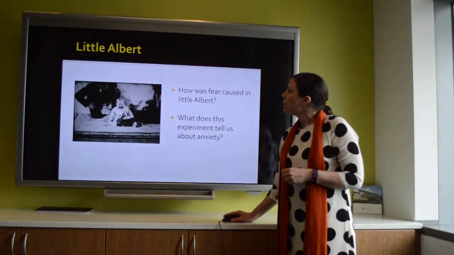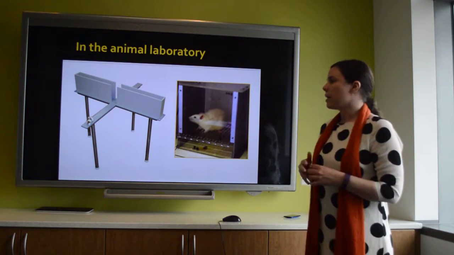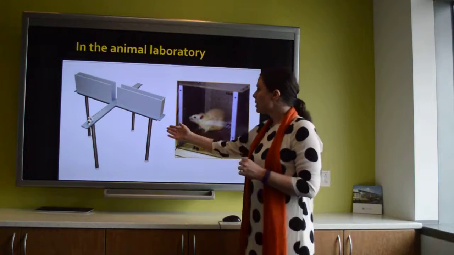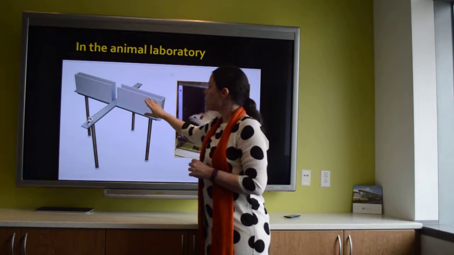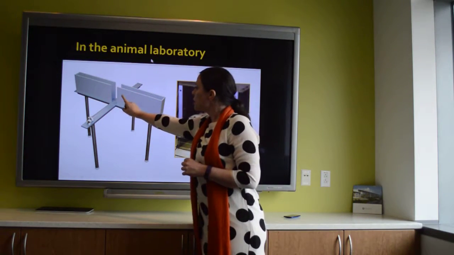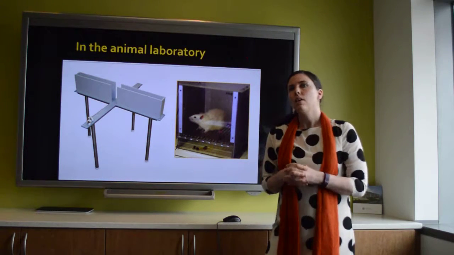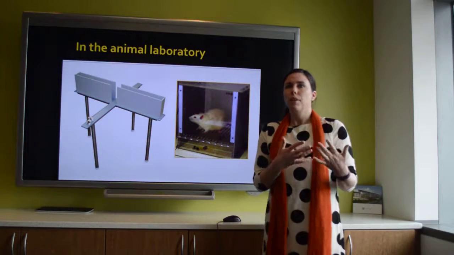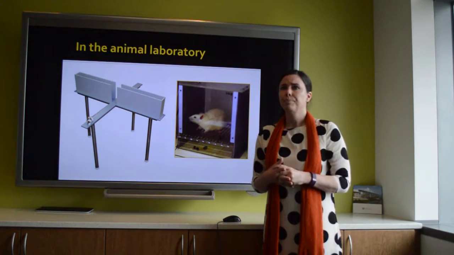Alright, so here we have two examples of paradigms that are used in the laboratory to study anxiety. So the first one here is called the elevator plus maze. So basically there are two closed arms and two open arms. And you start by placing the rat in the center of the elevator plus maze. So which arms would you expect a rat to naturally run into or spend its time, basically?